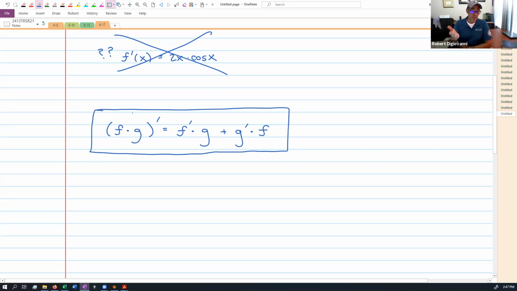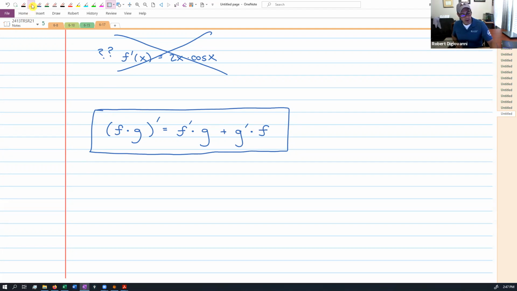So what you have to do to use the product rule is you have to first look at the function that's given to you. You have to realize that you have a product. And then once you have a product, you need to identify which is the first function, what's the second function, what's the f, what's the g, and then go ahead and just execute the formula.